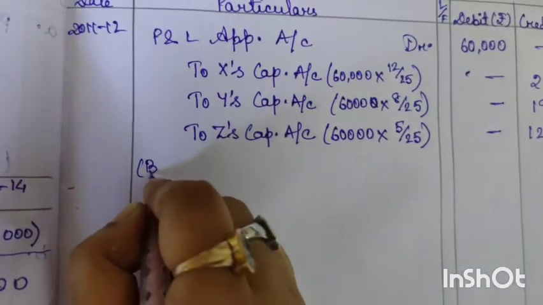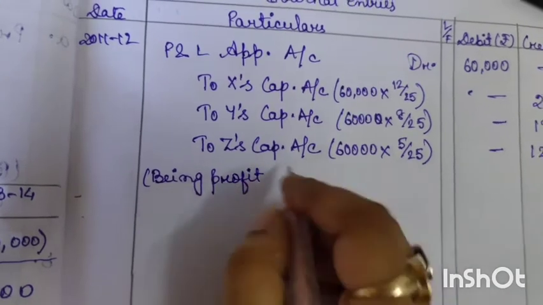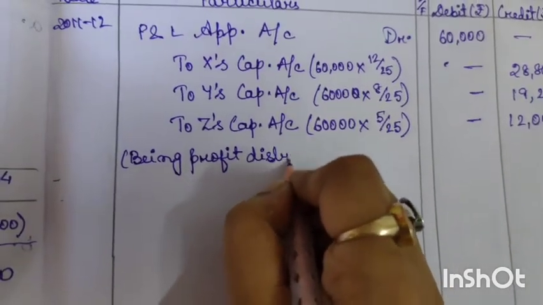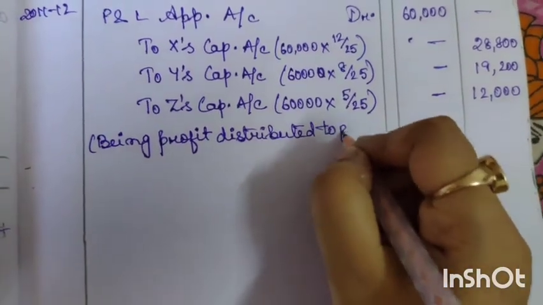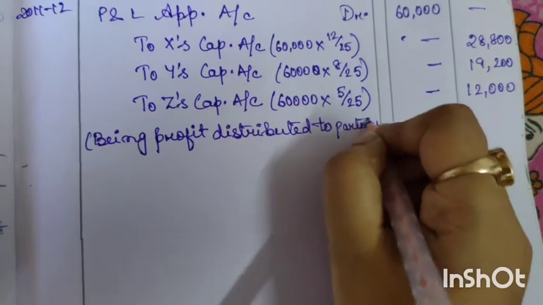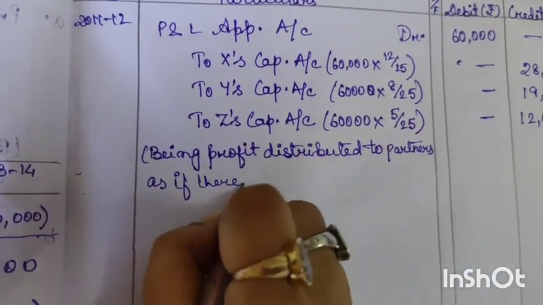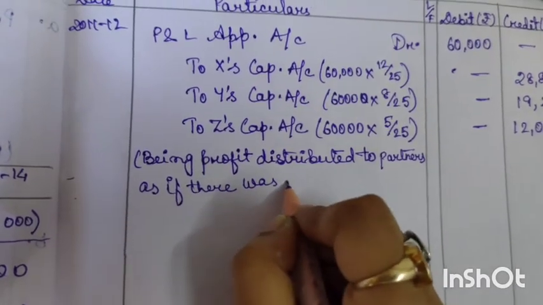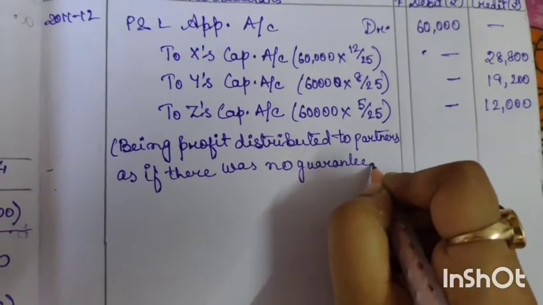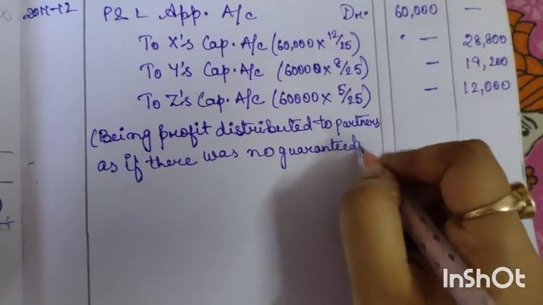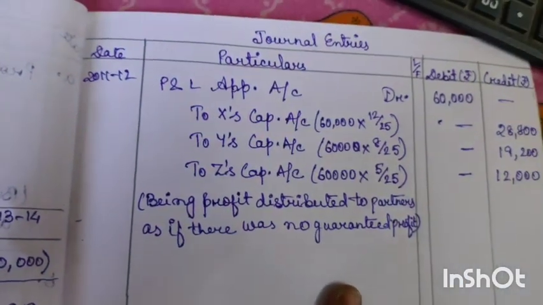So here we will write, being profit distributed to partners as if there was no guarantee profit, no guaranteed profit. Okay, so this is the first entry of the first year.